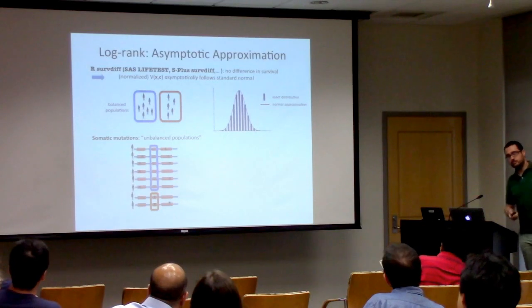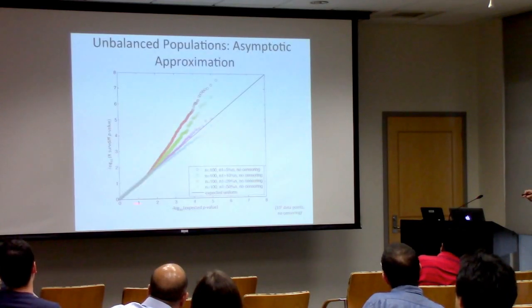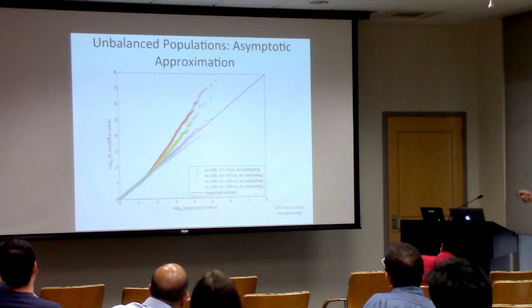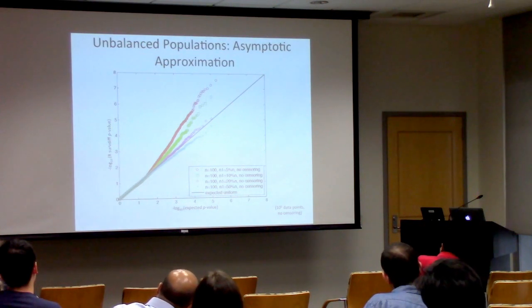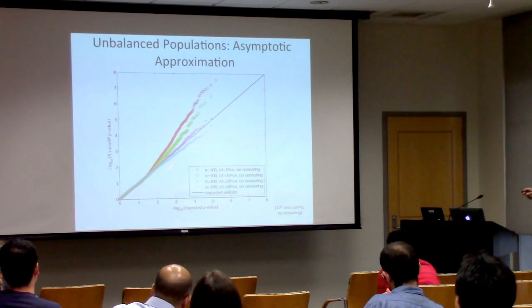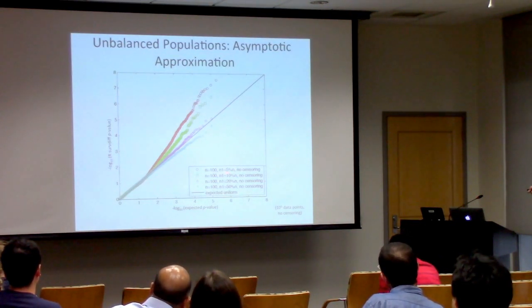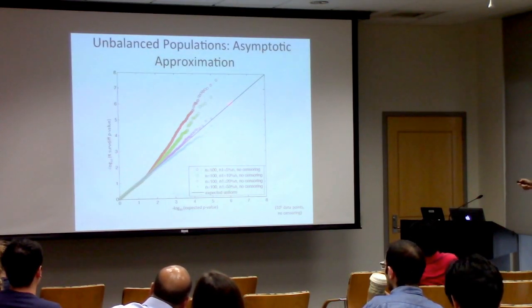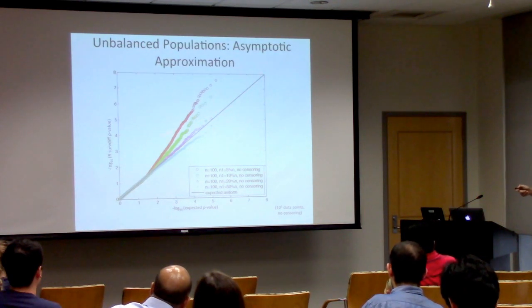So in this case, what happens is that if you look at the QQ plots of the p-values that you get under the null, they are actually not uniformly distributed. Okay? So we did simulations, and you see that the higher the imbalance, the higher is the deviation from the expected uniform distribution for the p-value.